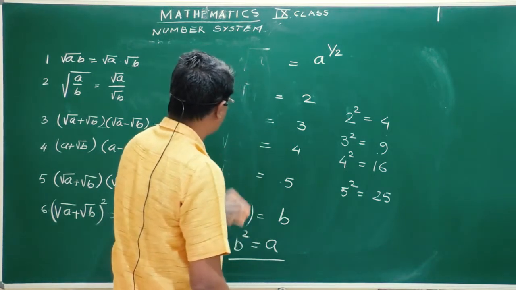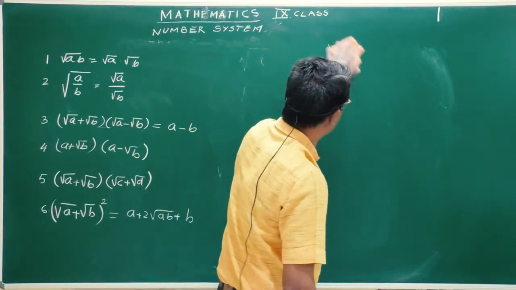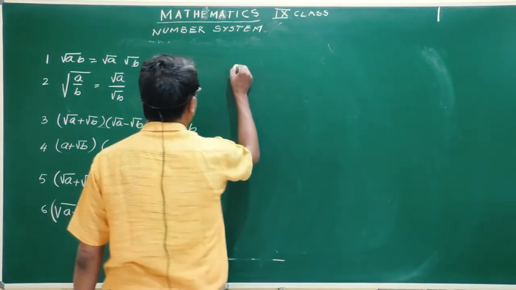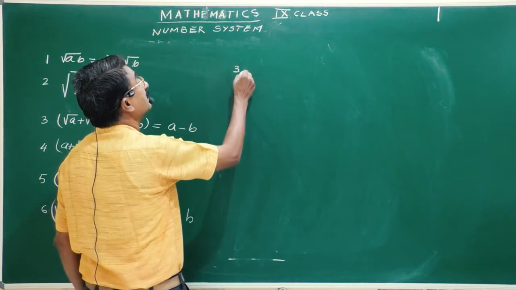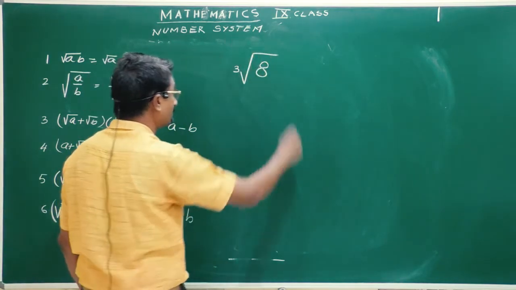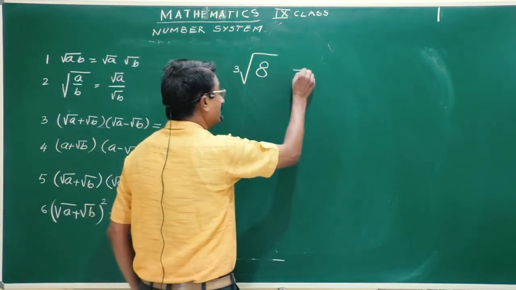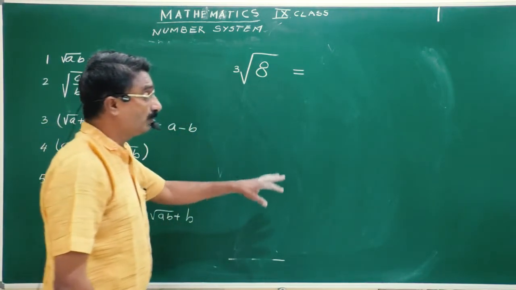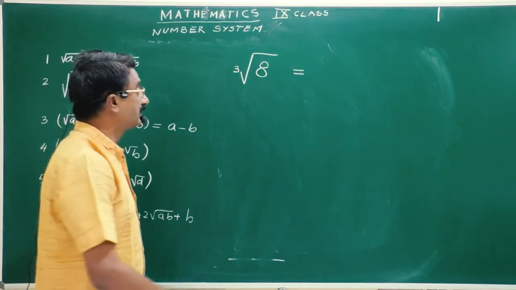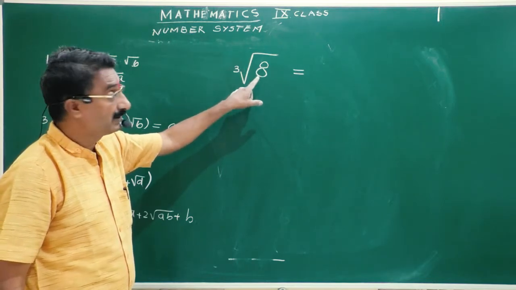But here, if we want to talk about the cube roots, fourth roots, fifth root, seventh root, and so on, means nth root we can say. So first of all, I will explain the cube root of 8. Means, here I will say, the cube of any real number is equal to 8.